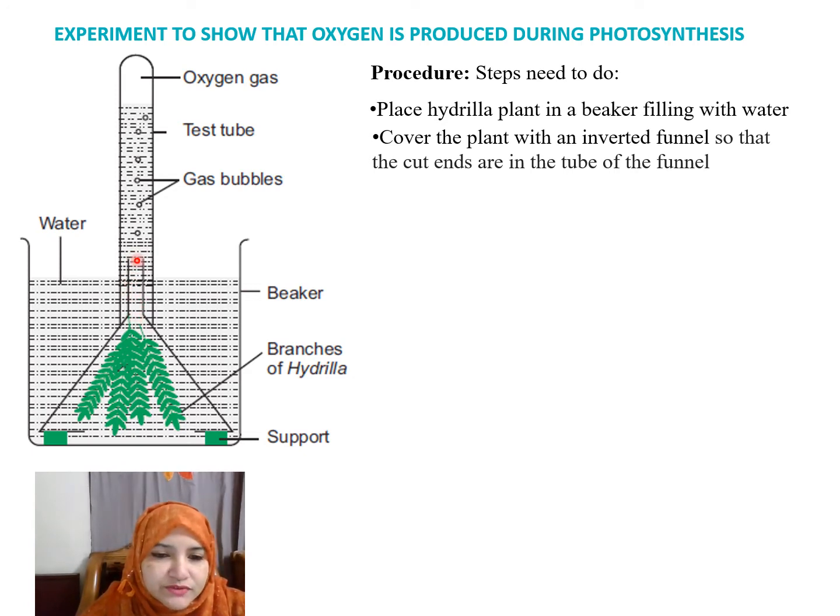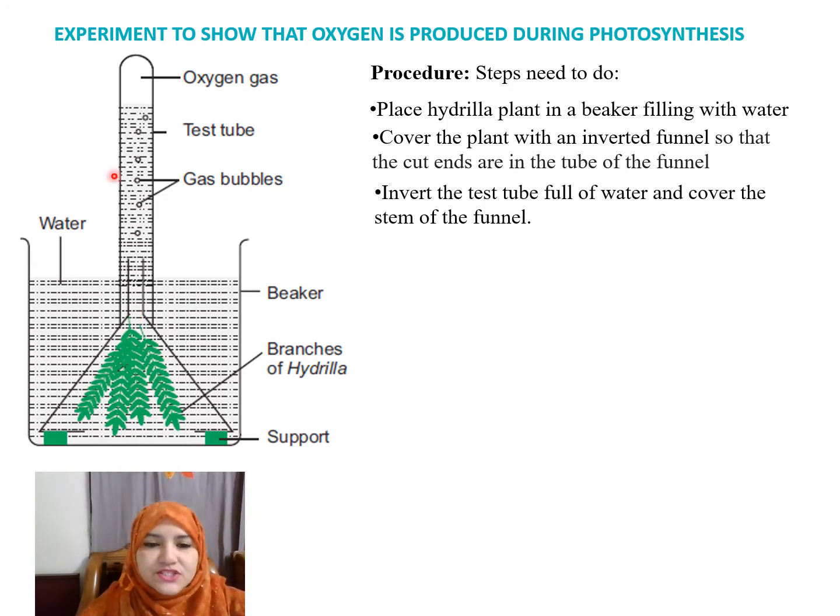This is the tube of the funnel. You can see in the figure, the cut ends of the hydrilla plants are in the tube of the funnel. And invert the test tube. This is a test tube filled with water. Invert the test tube full of water and cover the stem of the funnel. This tube of the funnel is called the stem of the funnel. Cover the stem of the funnel with the inverted test tube.